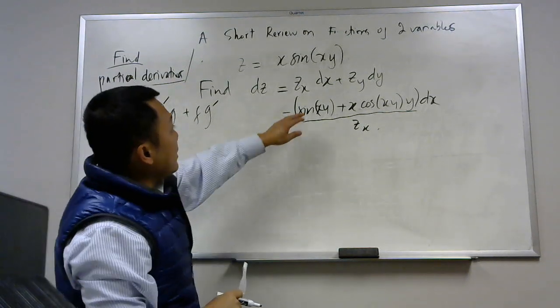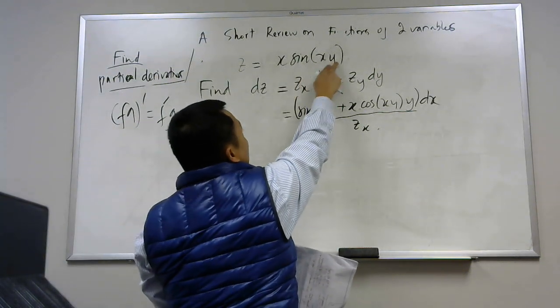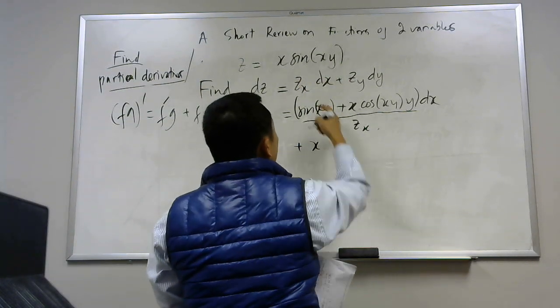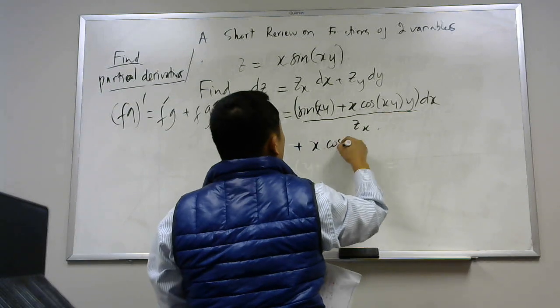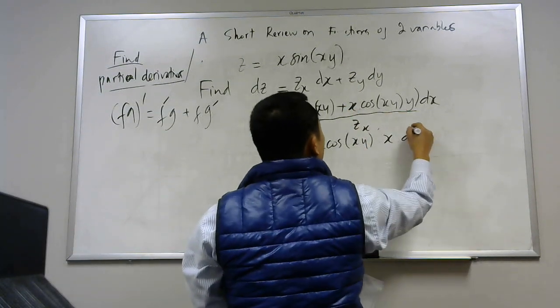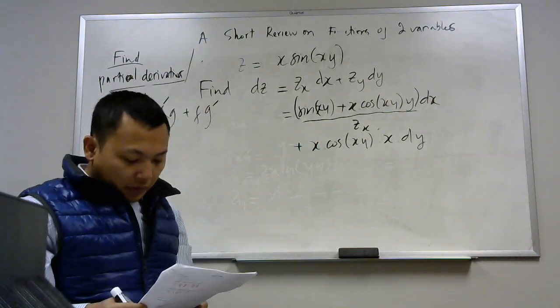Okay. Next, how to find zy. x is just a number. Here you have sine of a number times y, right? So zy is x times the derivative of sine, which is cosine xy, and then times the derivative of the inside, which is x, and then here dy. So that is your total differential.